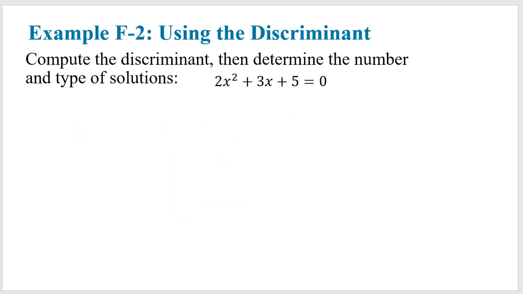So why don't you give one a try? Here's yours: 2x squared plus 3x plus 5 is equal to 0. Calculate the discriminant and then tell me the type and number of solutions.